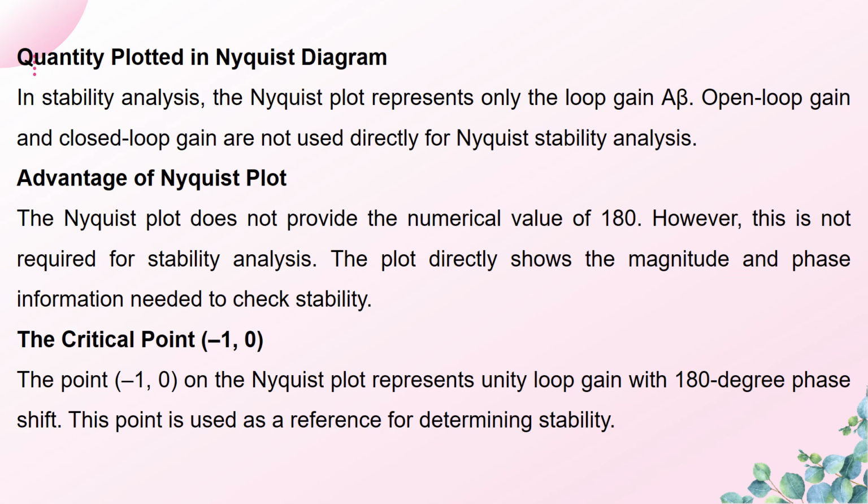Next is an important point called the critical point -1, 0 on the Nyquist plot. Actually, this point -1, 0 on the Nyquist plot represents unity loop gain with exactly 180 degree phase shift. This point is used as a reference point for determining stability.